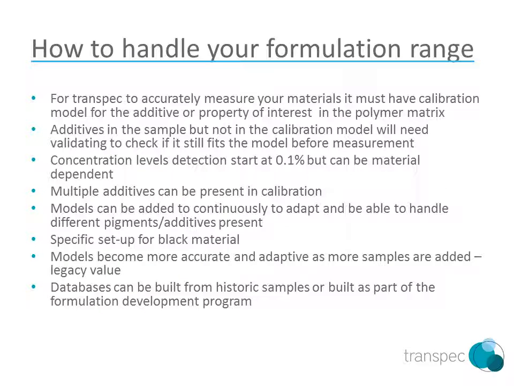For TranSpec to accurately measure your materials, the calibration model must have the additive or the property of interest in the polymer matrix. Extra additives in the sample, but not in the calibration model, will need validating to check if the model still fits before making the measurement. The detection limit for the concentration of additive starts at around 0.1%, but this will be material dependent.